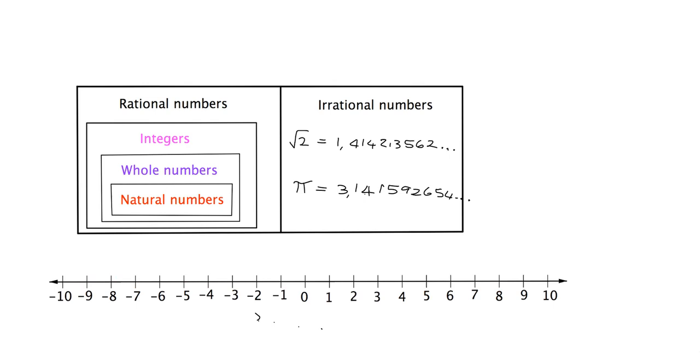But the difference with the irrational numbers is the rational numbers we learnt are numbers that can be written as a fraction, where integer over integer. The irrational numbers are numbers that can't. They can't be written as a fraction. Now, what kind of funny numbers can't be written as a fraction, integer over integer? Well, these are things like the square root of 2 or pi.